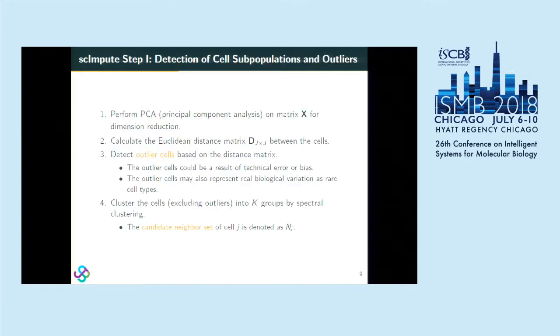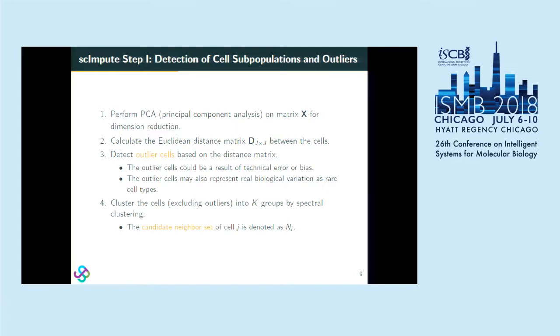In step 1, we start with dimension reduction by principal component analysis to reduce the effect of dropout values. And then we calculate a distance matrix between the cells, and those cells that do not have any close neighbors are identified as outlier cells. These outliers can be either a result of technical error, or they may represent rare cell types, and outliers are removed from the imputation step.